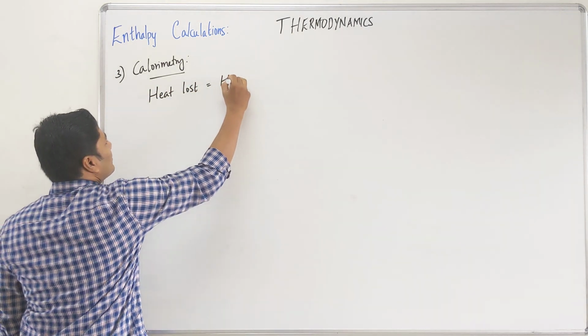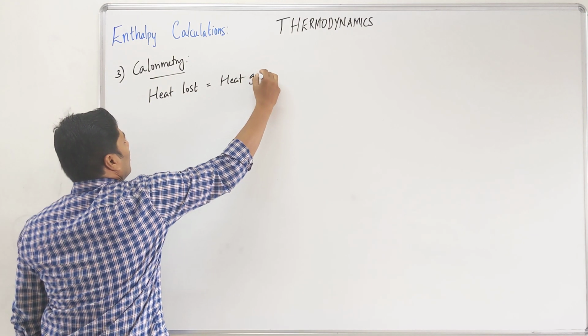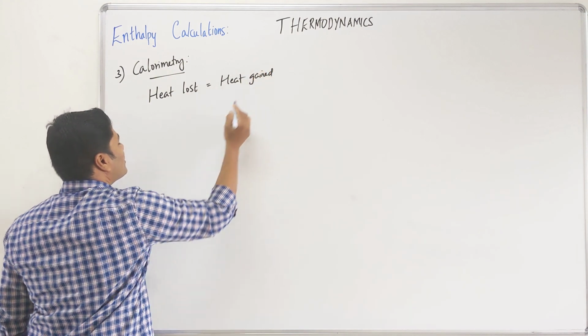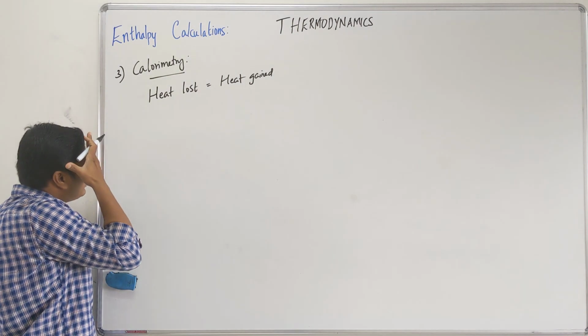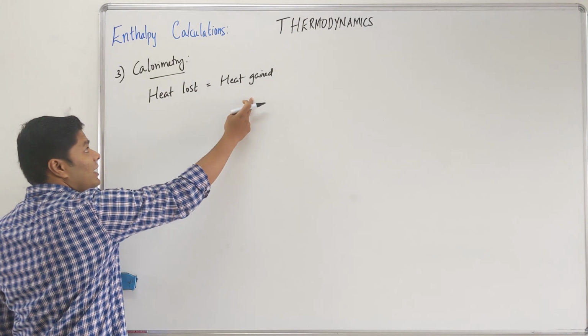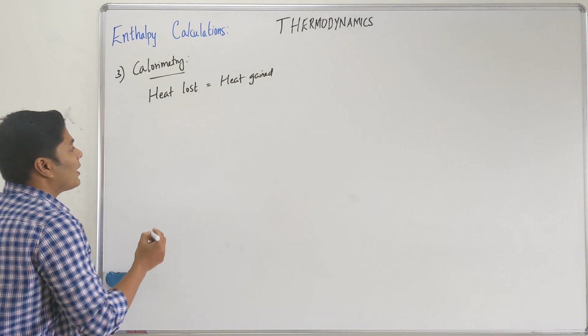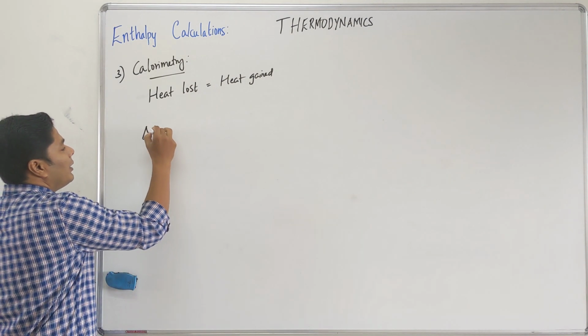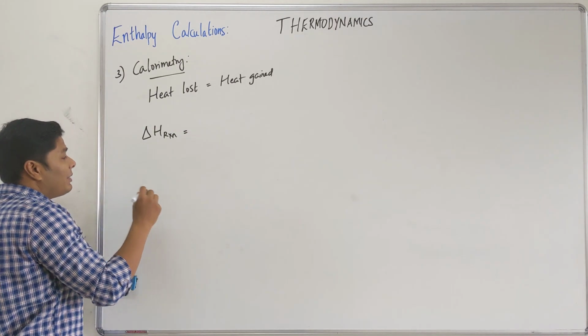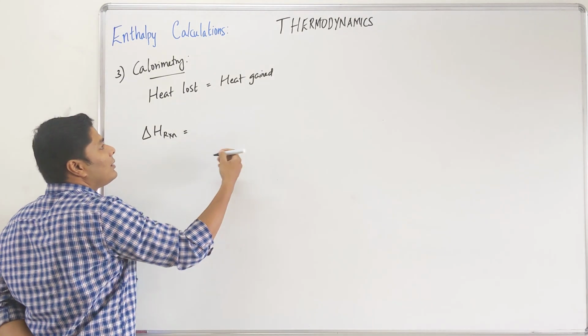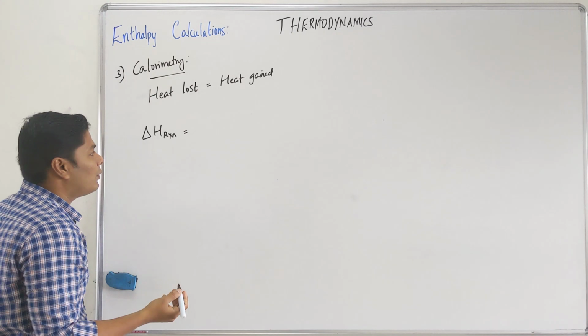Heat lost equals heat gained. So if a system is losing heat, the surrounding, which is a calorimeter, is gaining heat, including the water, or the system is gaining heat, the calorimeter is losing heat. So in essence, we can write delta H of reaction as the heat lost or gained by the calorimeter, including the water.